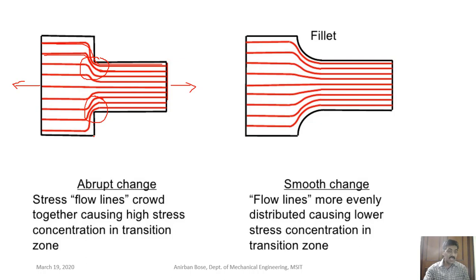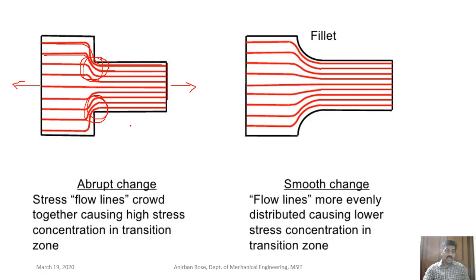Here you can see that sudden change in cross section, but the flow lines, remember, are always continuous. And due to this, what happens in this region is that the flow lines are very dense. They are crowded around this corner. So the number of flow lines per unit area gives an idea about the stress concentration. Okay, so looking at the flow lines, we can get some idea about how much the stress concentration will be.